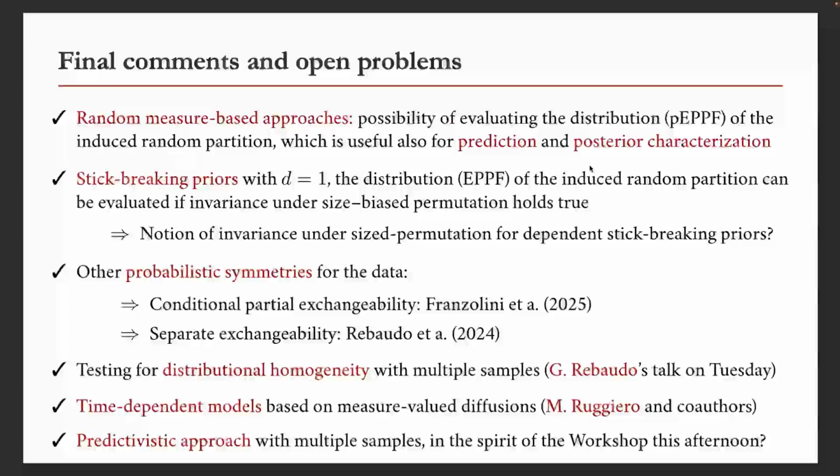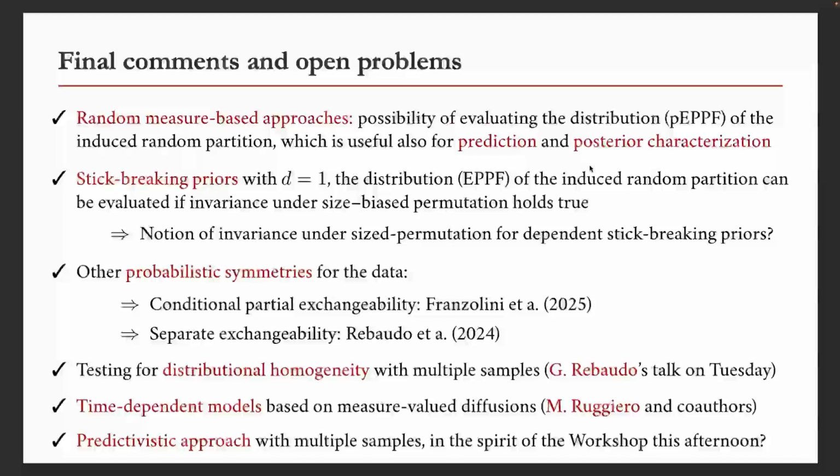Giovanni will give some examples in his talk on Tuesday. And also another line of research I didn't discuss based on measures is these time-dependent models based on measure-valued diffusion. Matteo has done a lot in this focus, and I think they obtained several nice results concerning filtering, smoothing, and prediction that have a lot of nice potential Bayesian applications.